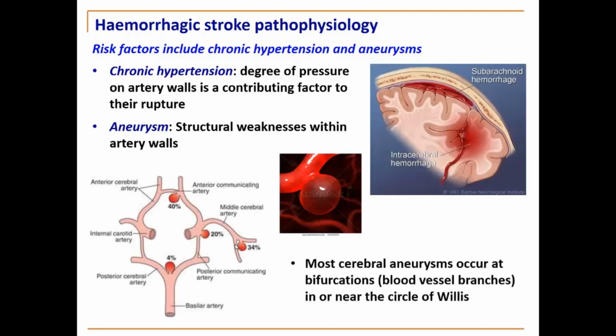And most of these cerebral aneurysms, these weak patches, they occur at bifurcations, and that's those blood vessel branches in or around the circle of Willis. And again, that's just because as the blood's coming in, you have this turbulent blood flow, causing an aneurysm. Okay, so that's where the aneurysms tend to occur, and therefore where they're more likely to rupture.